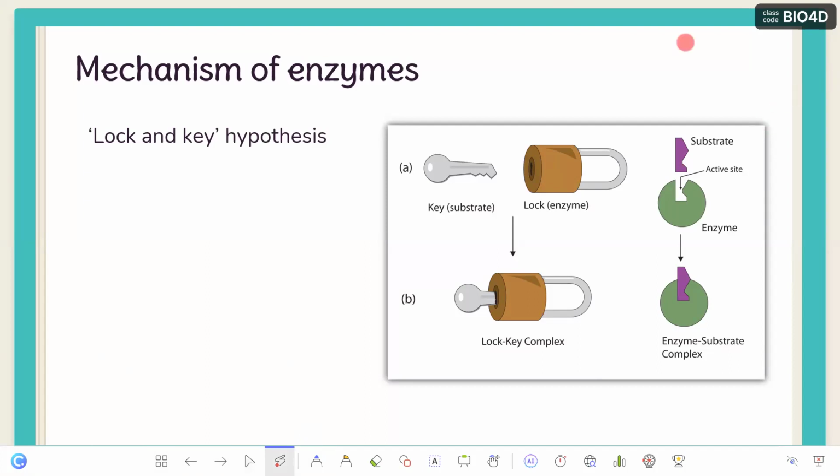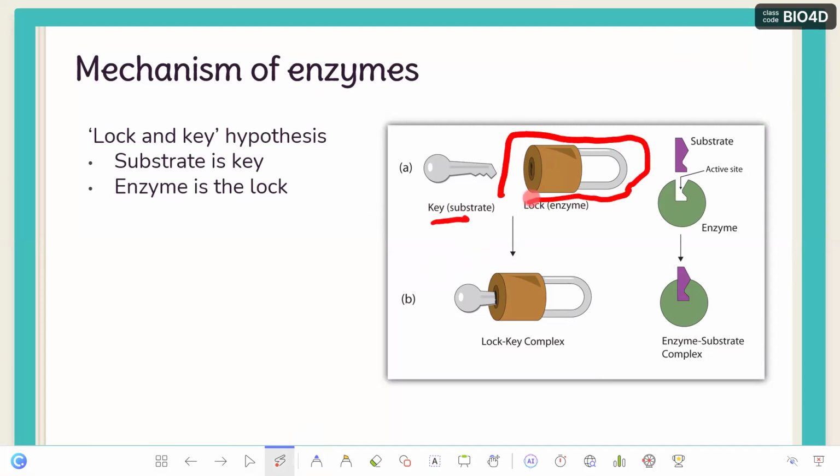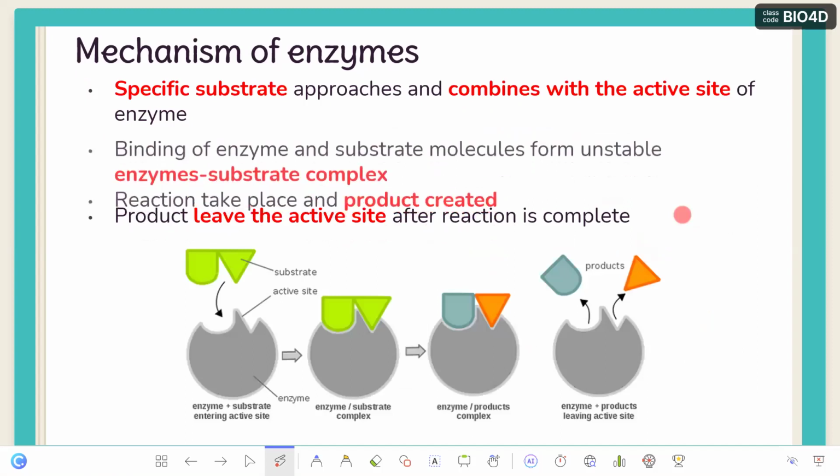So who is the lock? Who is the key? The key is the substrate, anything that you want to break down or to make. And the enzyme is the lock. So if you see here, this is the key, or the substrate. If you remember the lock at your door, right, this one is very specific. It has a specific shape that is designed for this key. That is how this enzyme mechanism works.